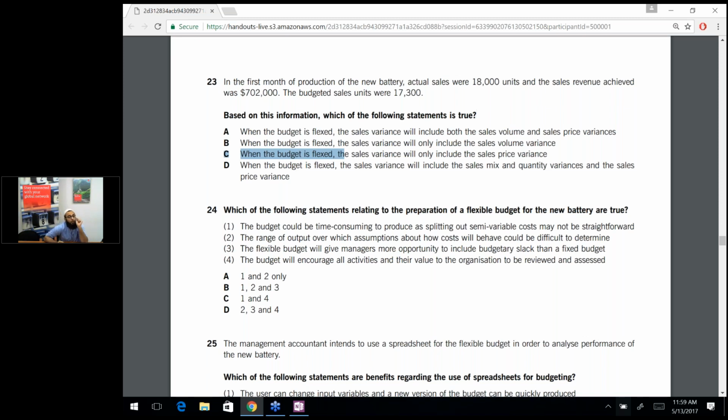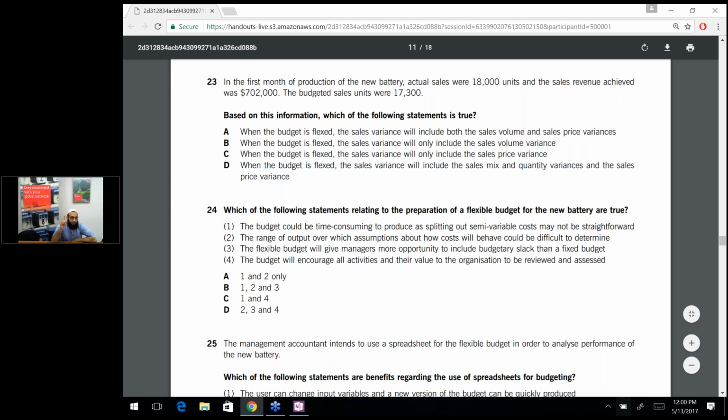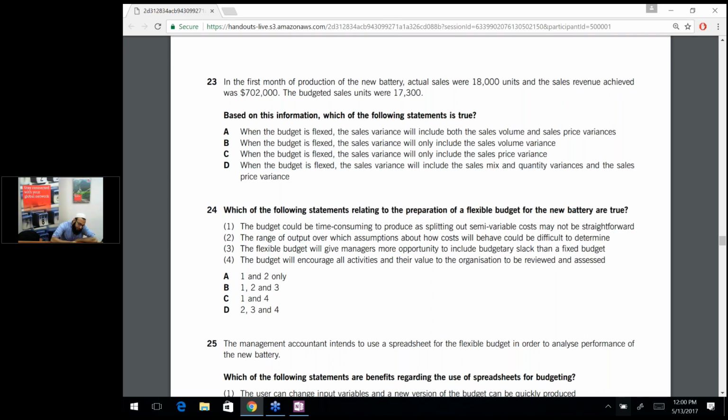Just recall what sales volume tells you. Sales volume is the difference between budgeted sales units and actual sales units. But if it is a flex budget, automatically units will be of actual, so there will be no need of sales volume. Only one difference needs to be adjusted, and that will be sales price, because units are actual in a flex budget. So the answer is C. The variance will only include sales price variance.